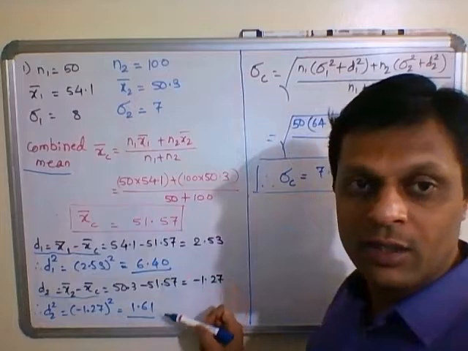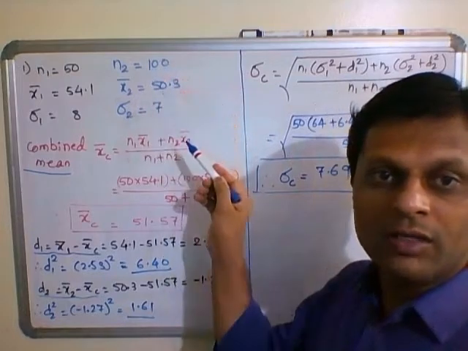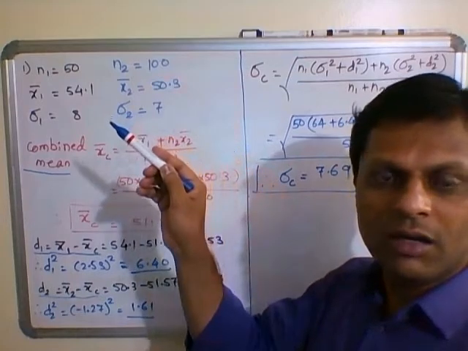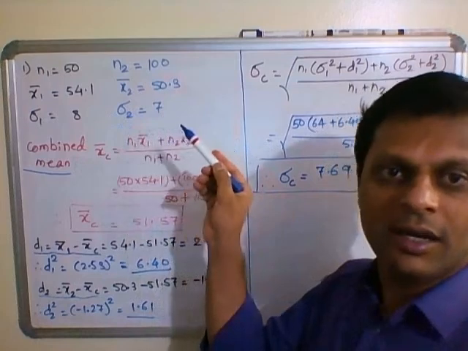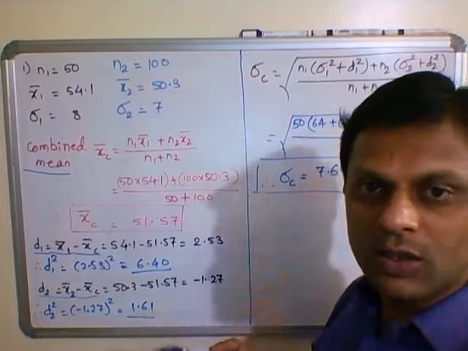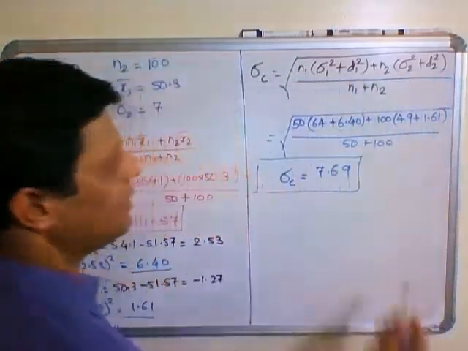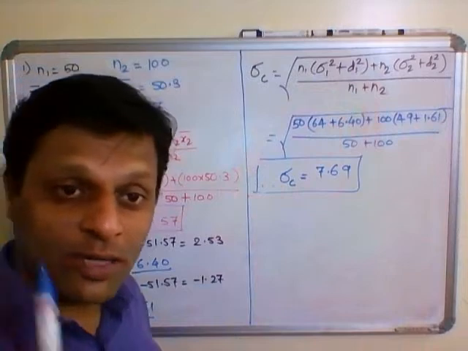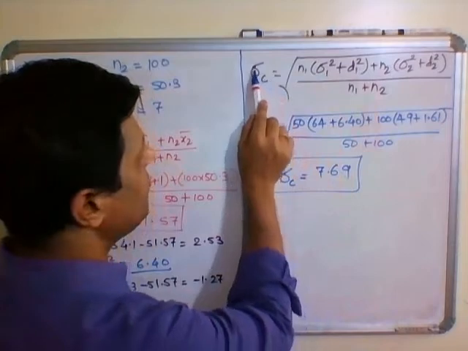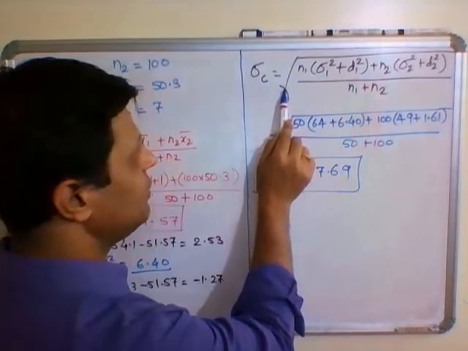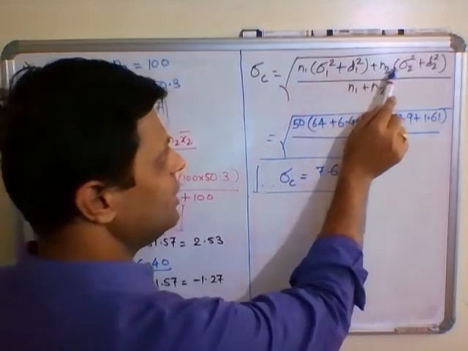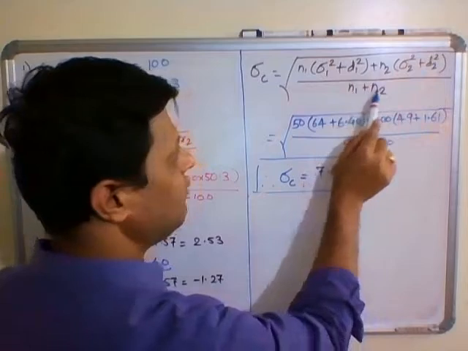So we have got D1 square, D2 square, we have got N1, N2, we have got sigma 1, sigma 2, but we require the square, so we can easily square these two values. Square of sigma 1 is square of 8, that is 64. Square of 7, that is sigma 2, is 49. We can easily do it. So let us substitute these values in the formula. Obviously, our first job is to write the formula to avoid confusion or error. So sigma c, that is combined standard deviation, is equal to square root of n1 into sigma 1 square plus d1 square plus n2 into sigma 2 square plus d2 square, upon n1 plus n2.